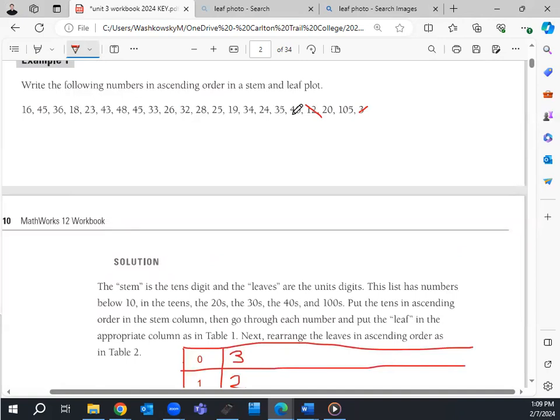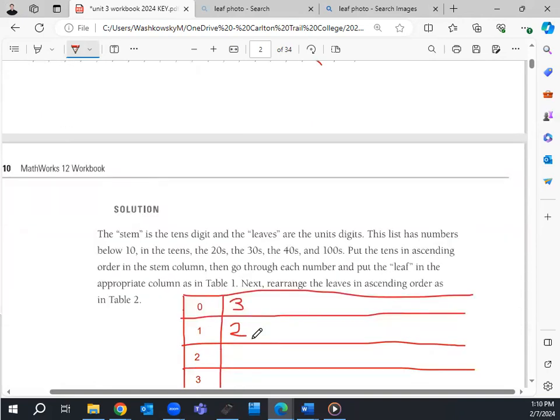I don't see any 13s. I don't see any 14s. I don't see any 15s, but I do see a 16 at the very start. So next I'm going to put a little comma here and now 6. So this is saying that, hey, I have a 12 and I have a 16. And I'm going to keep doing that.